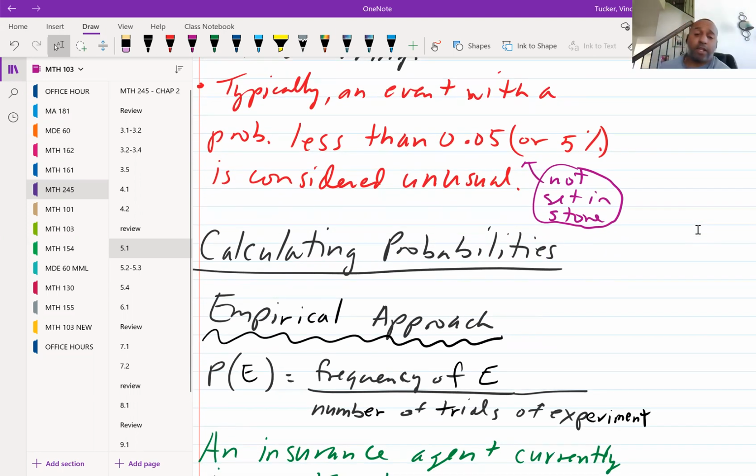So let's look at calculating probabilities. The empirical approach: the probability of event E occurring will be the frequency of E over the number of trials of the experiment.